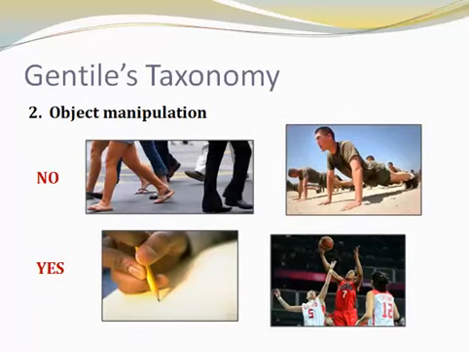The second characteristic of function of the action is object manipulation. So it's a very simple yes or no. Our first row of images, when you're walking, you're not really manipulating an object unless you happen to be holding something, for example. But just walking itself, no. Push-ups, there is no object manipulation there. Whereas if you're writing, if you're playing basketball, or maybe you perform a field event in track and field, like the shot put, you would definitely be manipulating an object.